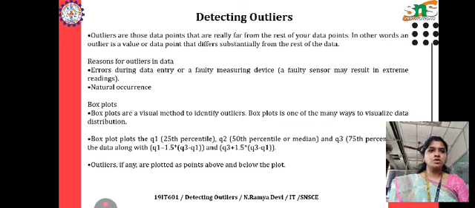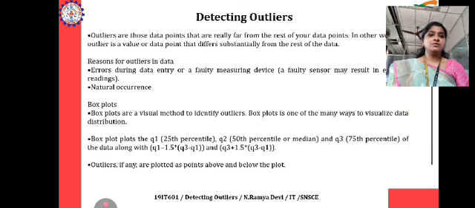Box plot is one of the many ways to visualize the data distribution. For box plots, we first have to calculate the percentiles of our data, so that we can find the 25th percentile, the 50th percentile, also called the median, and the 75th percentile of the data. If we find that, we can identify the median of the data. If the data has gone beyond this range, it can be considered as outliers, and we can totally eliminate the data.